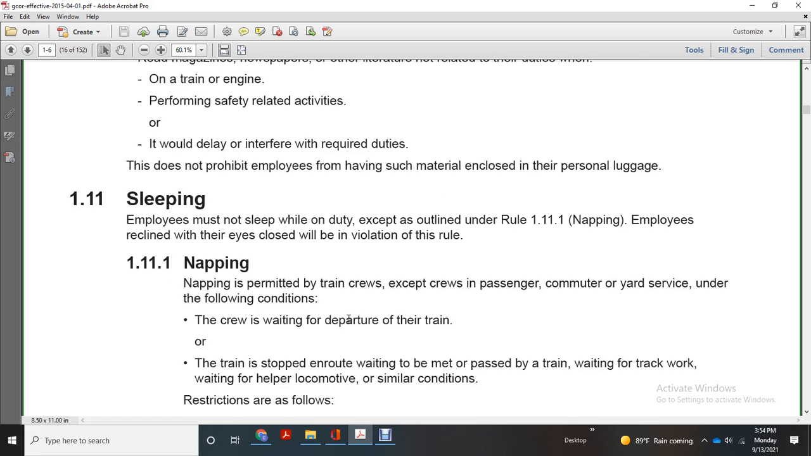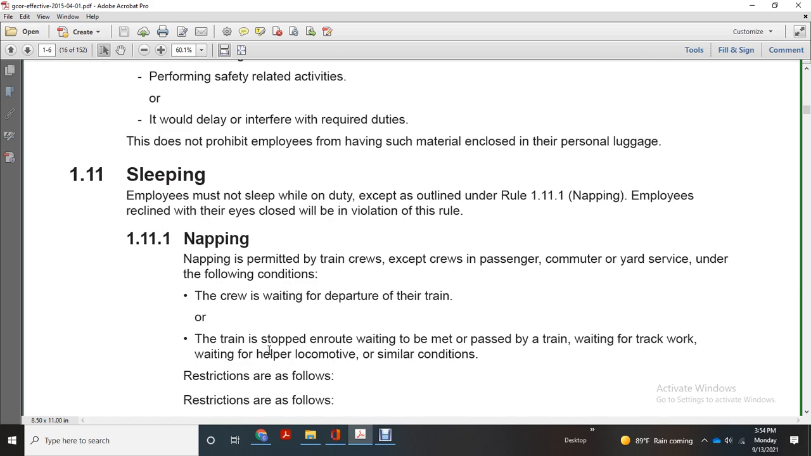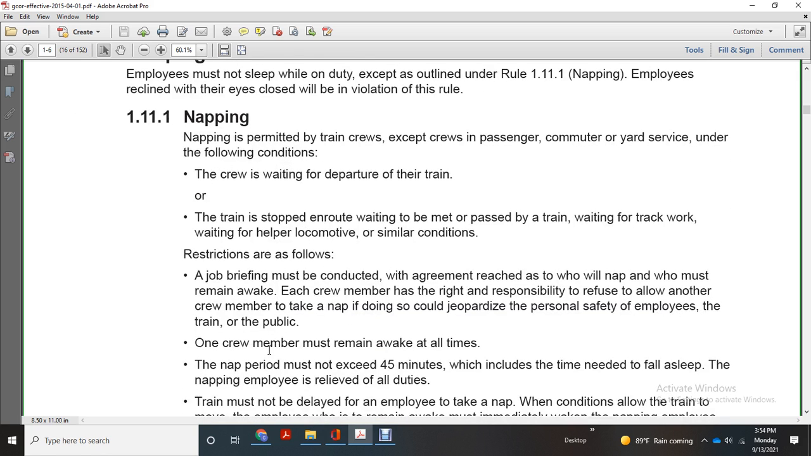Crew waiting for the departure of the train, with the train stopped en route waiting to meet the path of the train, waiting for the track work, waiting for a helper locomotive, or similar conditions restrictions follow the job briefing. The briefing must be conducted with agreement as to who will remain awake. The crew member has the right and responsibility to refuse to allow all other crew members to take a nap if doing so jeopardizes the personal safety of the employees, the train, or the public.